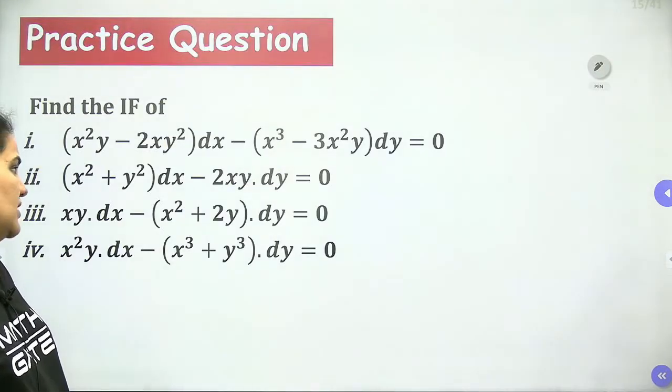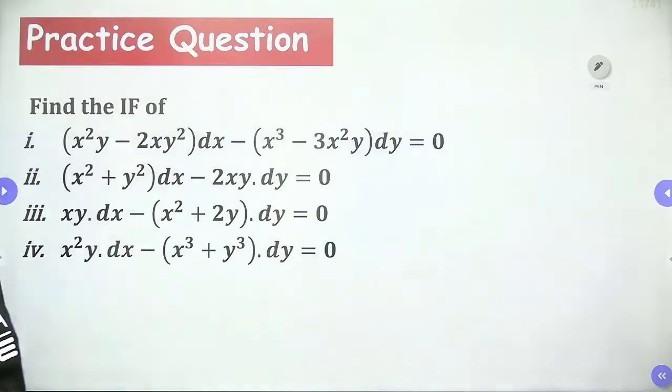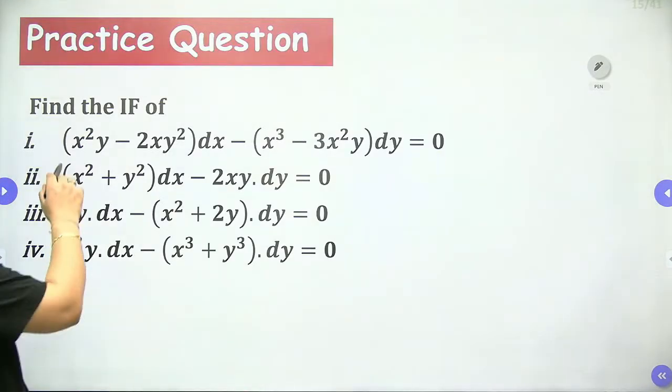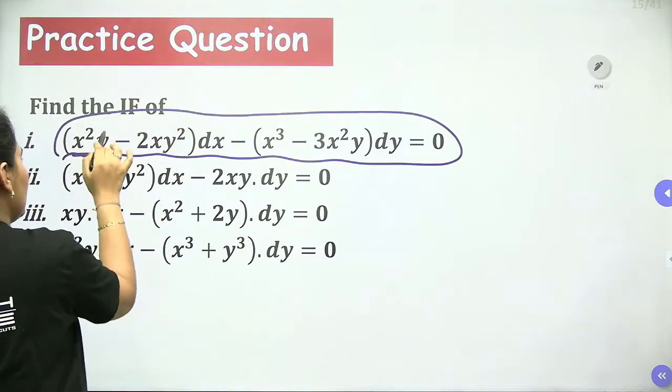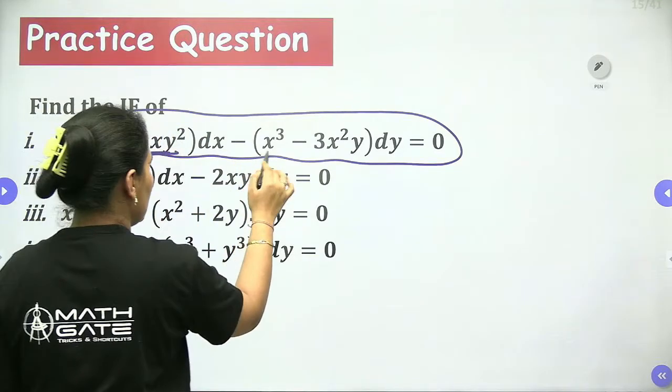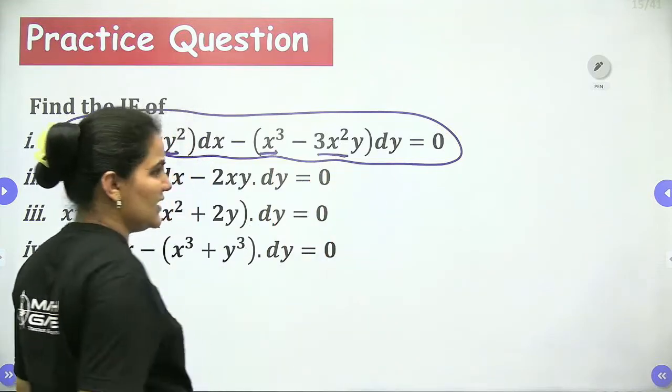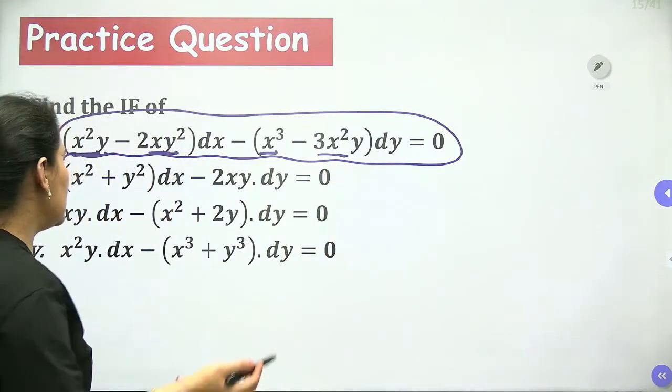Now do we have questions? Yes, we do have questions for this one. So let's have a discussion on the first question. Just look here, is this homogeneous? Yes, we can see x square y the power is 3, x y square the total power is 3. Yes, definitely this is a homogeneous equation.